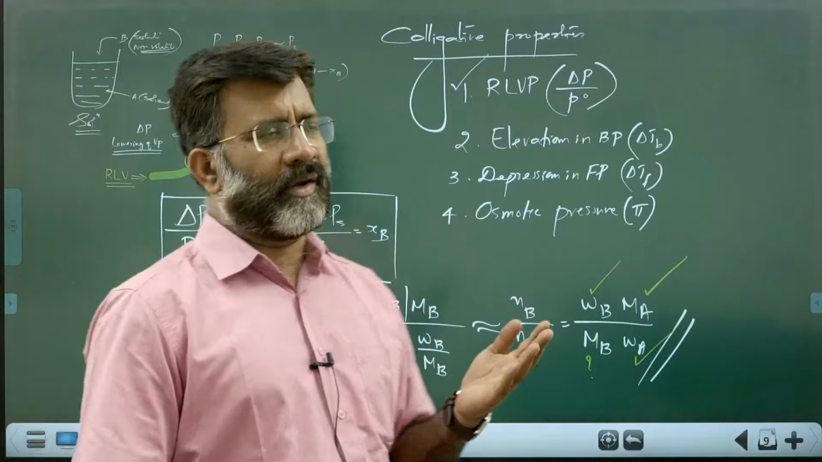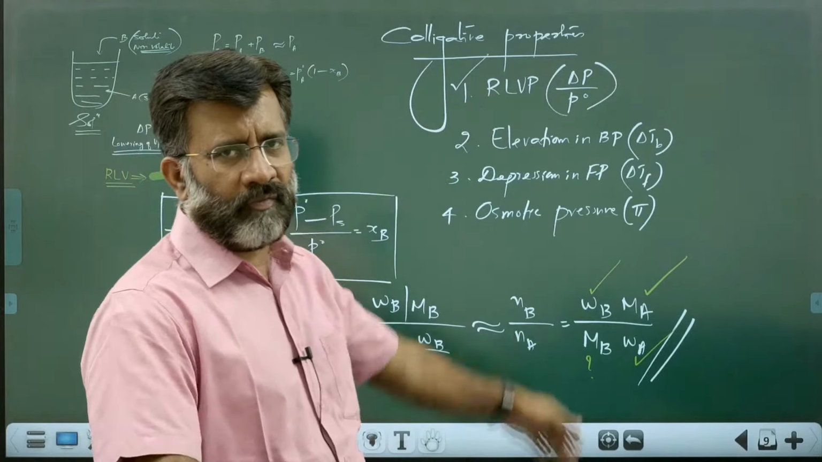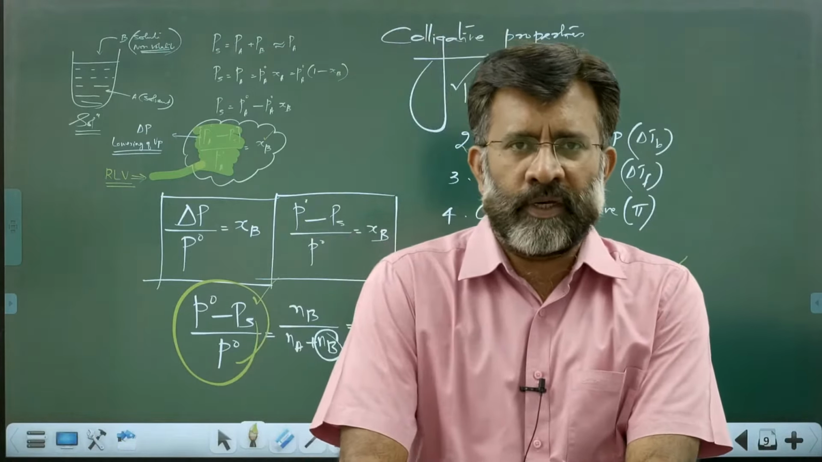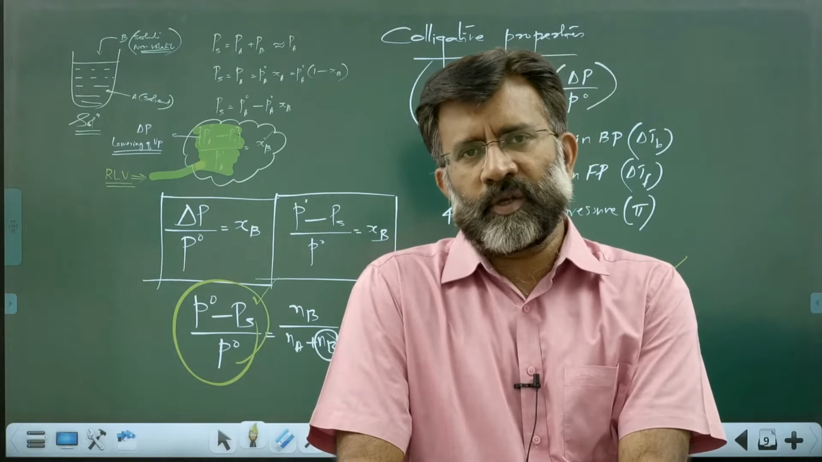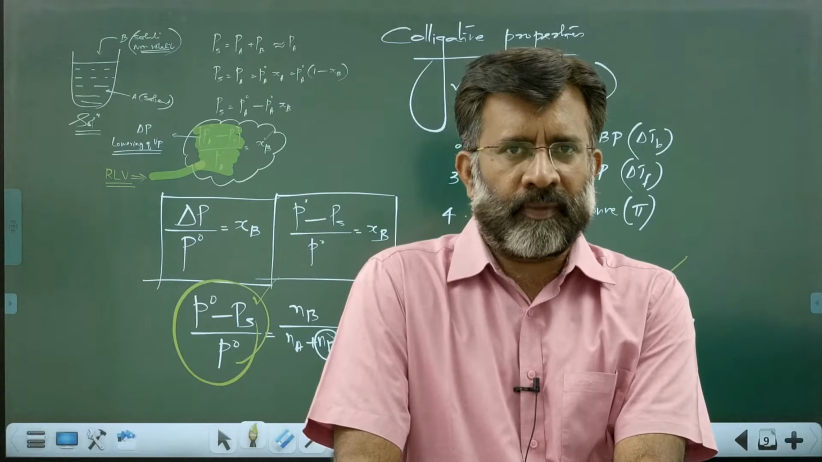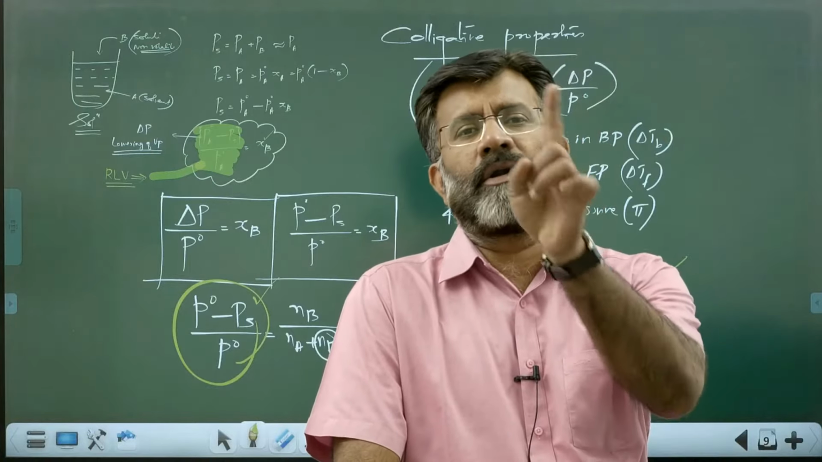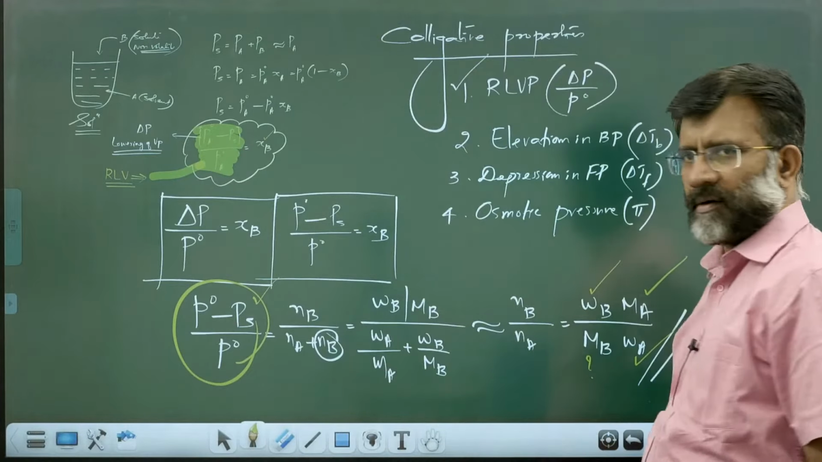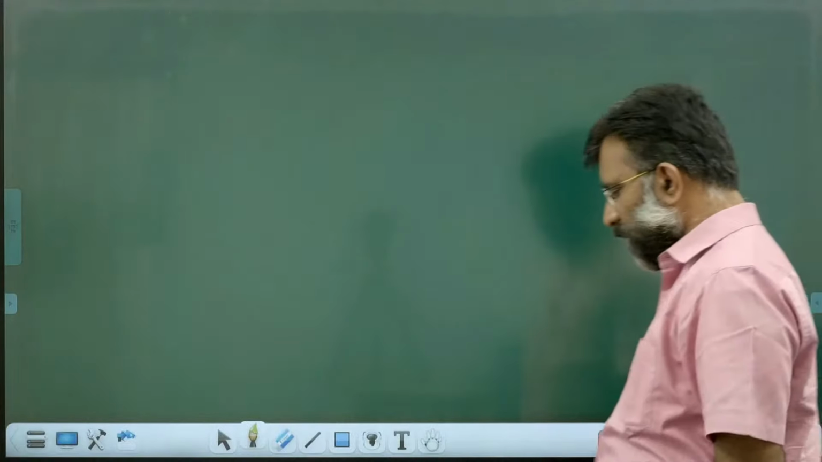And number one colligative property is lowering of vapor pressure. What is lowering of vapor pressure? When you add a non-volatile solute into a solvent, the vapor pressure of solvent is depressed or suppressed. There is a lowering in vapor pressure, and that lowering is directly related to the quantity of solute added. That is what was explained so far. Now the next one is elevation in boiling point, the second colligative property.